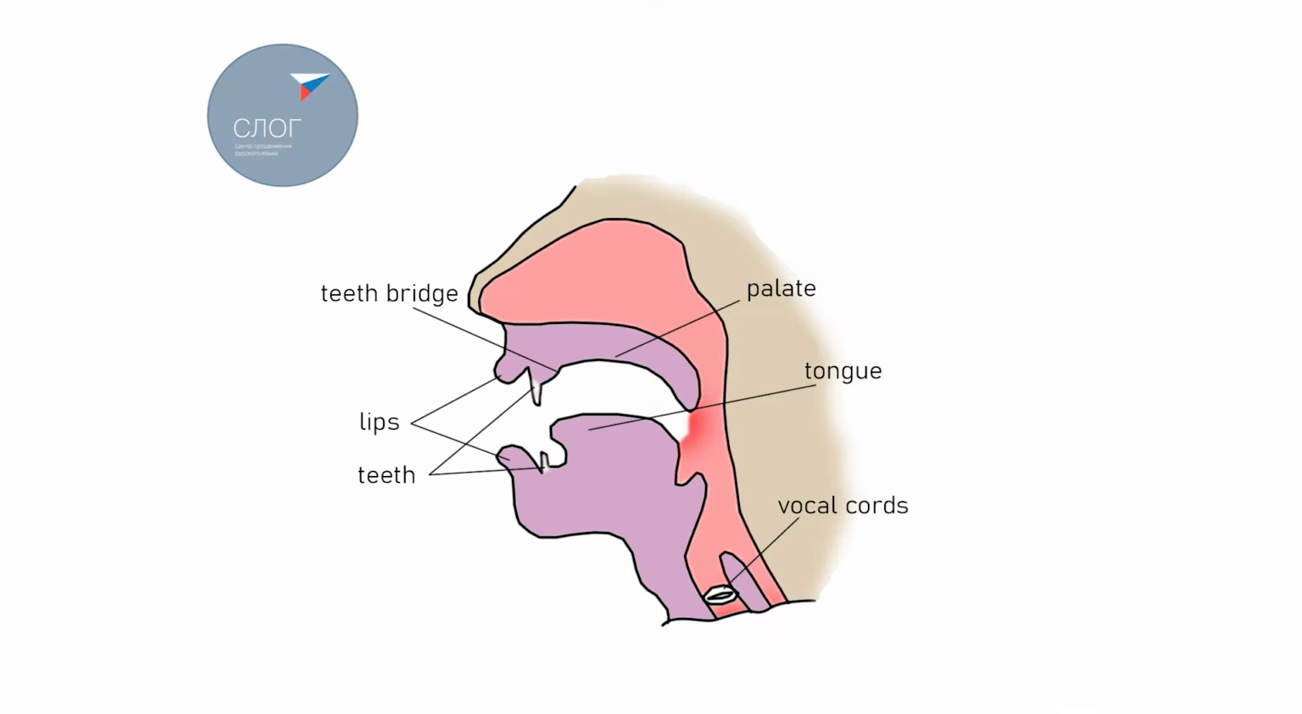Concerning our mouth, there are a lot of points and areas which are very important for our speaking. Here we have the teeth bridge. You can feel it with your tongue, the protrusion right behind your upper teeth. Lips, teeth, palate, tongue, all these guys will help you to succeed. Well, now we are ready to start.